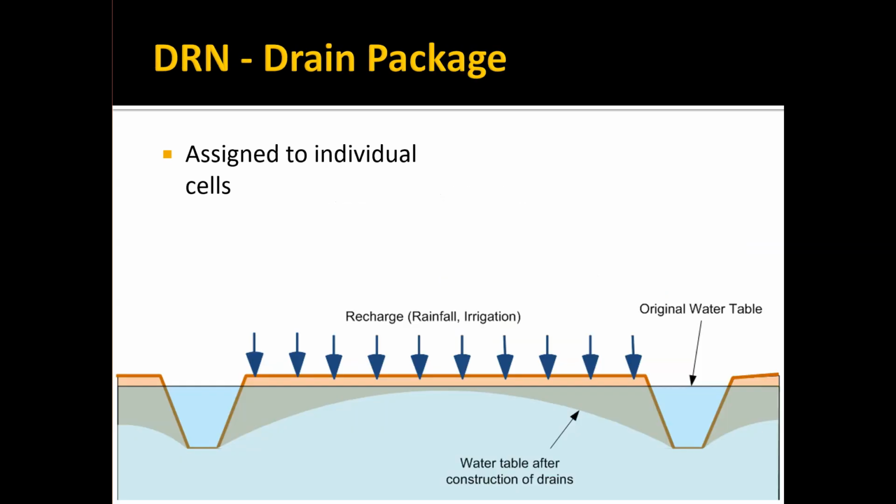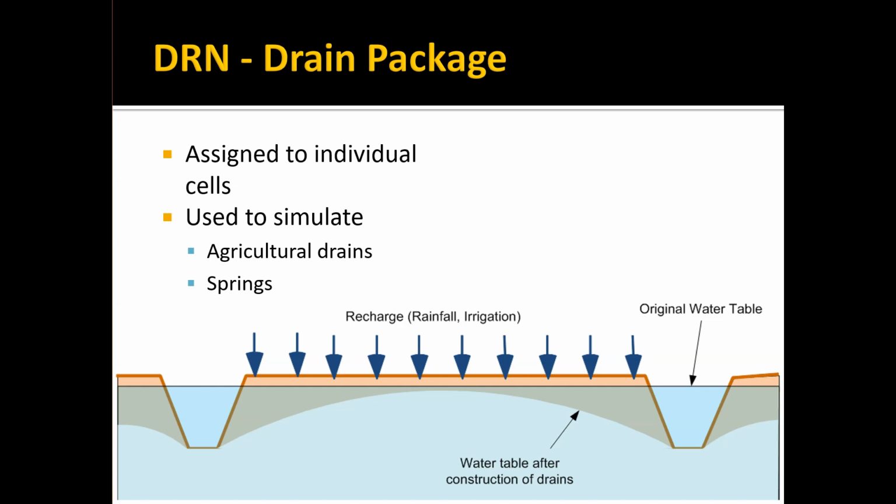Next package we want to talk about is the drain package. Again, these are assigned to individual cells. You identify an I, J, and K layer. These are typically used to simulate agricultural drains or springs or some other location in your model that's a little bit lower in elevation, where water can discharge from the aquifer to the ground surface.